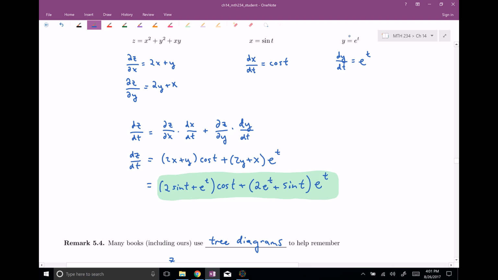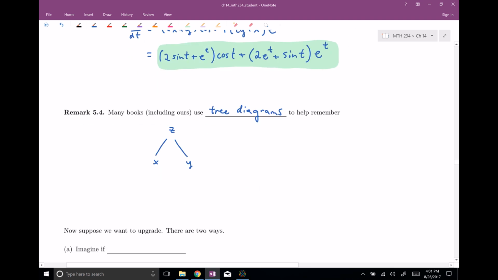Likewise, y depends on t. So I'm going to give them branches. X depends on t, and y depends on t. And now for each one of these branches, we imagine it's a partial derivative or a derivative. So this is the partial of z with respect to x. This is the partial of z with respect to y. This is the derivative of x with respect to t. The derivative of y with respect to t.